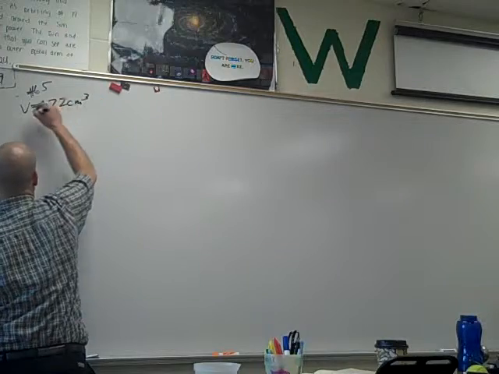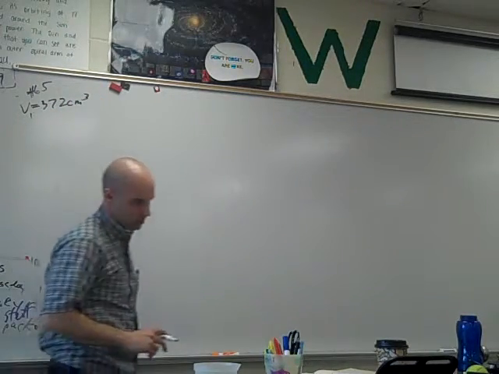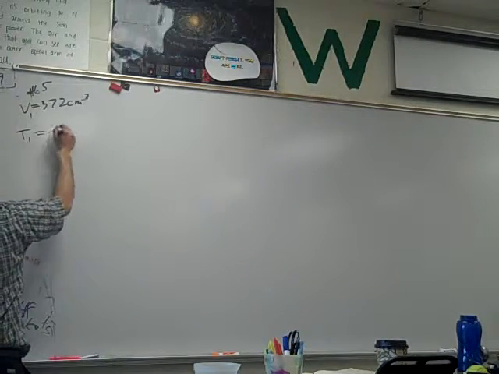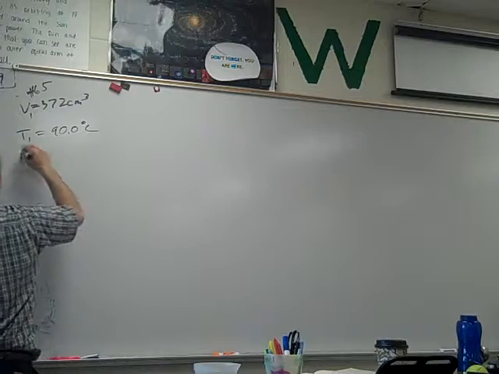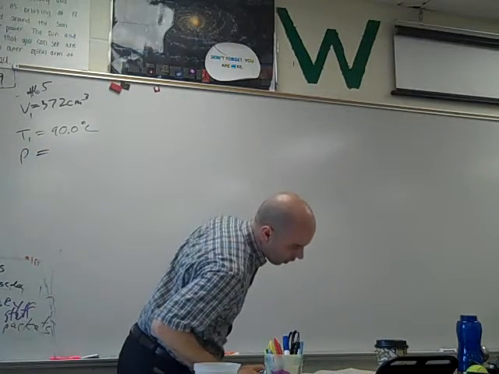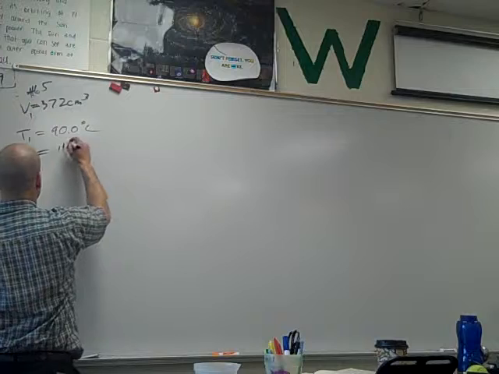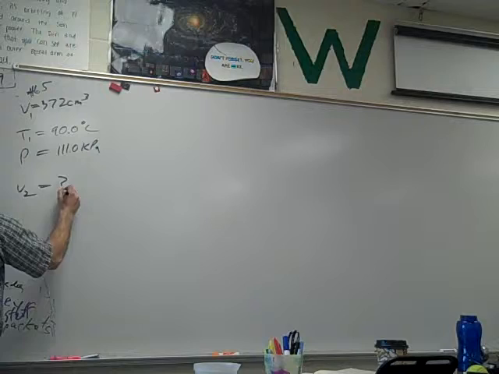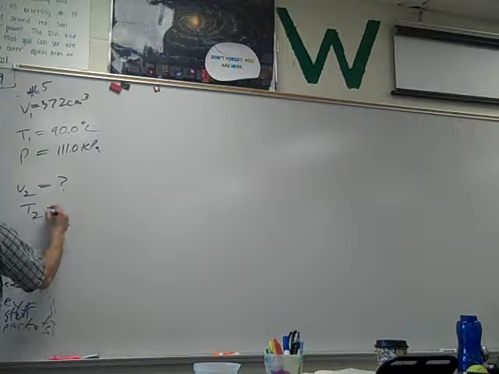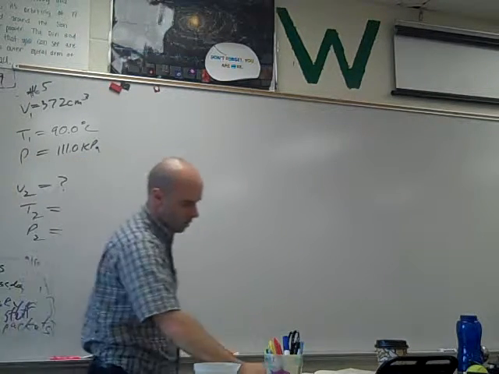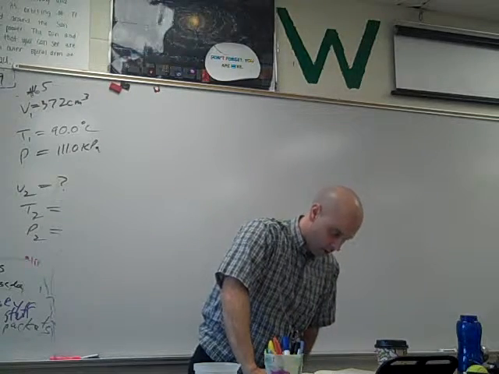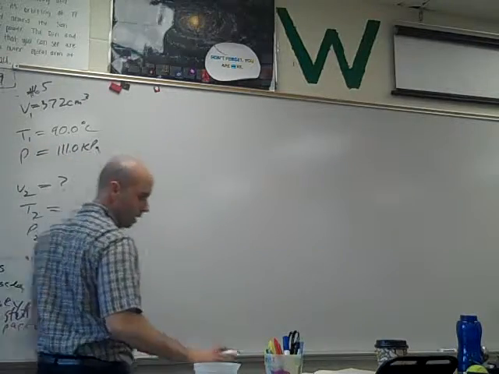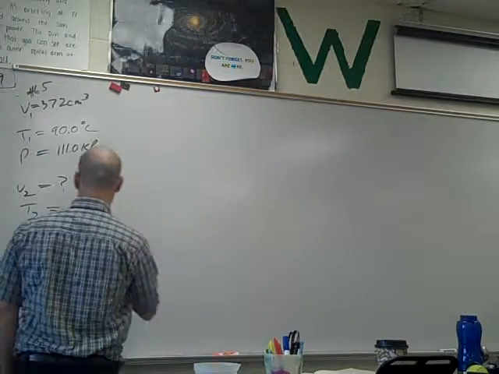Okay, so we have a volume of gas at 372 cubic centimeters. We have a temperature of 90 degrees Celsius. We have a pressure of 111.0 kPa. They want to find the new volume at a new temperature and a new pressure. The new temperature and pressure are 2 degrees Celsius and 98.0 kPa.